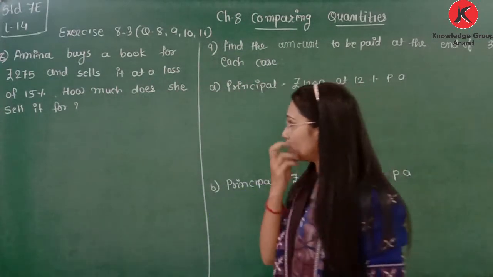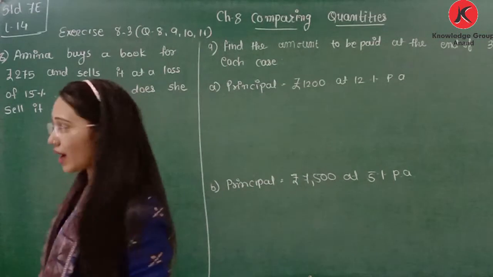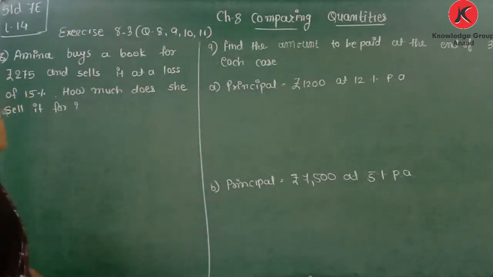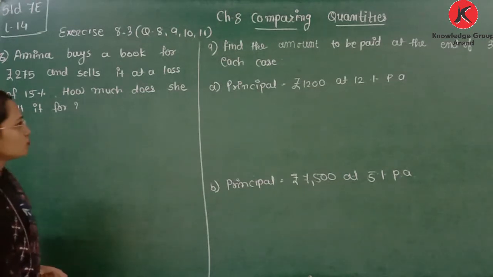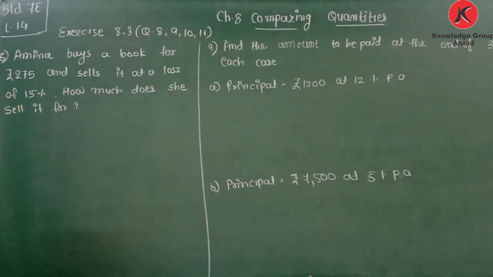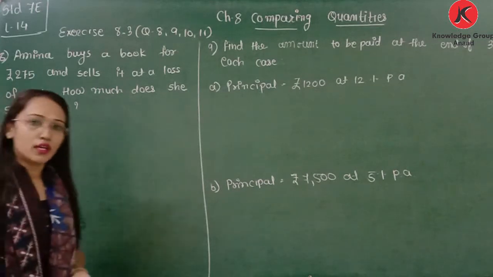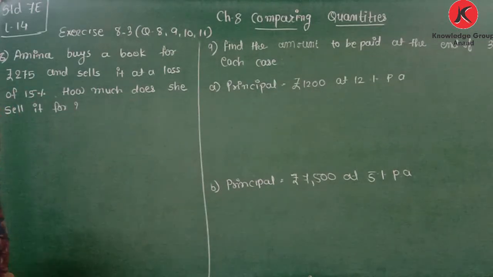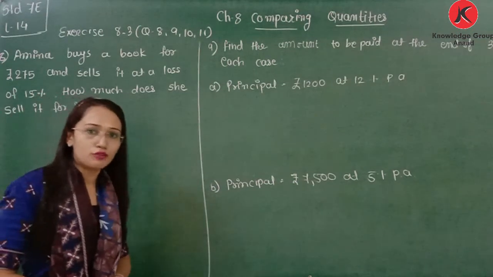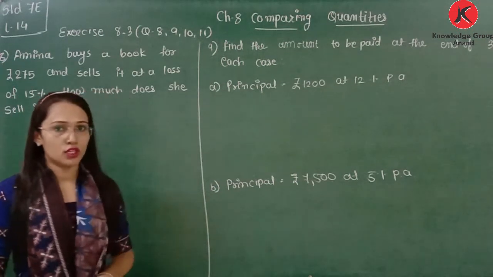So here, example 8: Amina buys a book for rupees 275 and sells it at a loss of 15%. How much does she sell it for? So this is the example for profit and loss. Here I already told you that whatever information is given, you need to make a list of it first, so you can easily understand what we need to find and which equation we need to use.